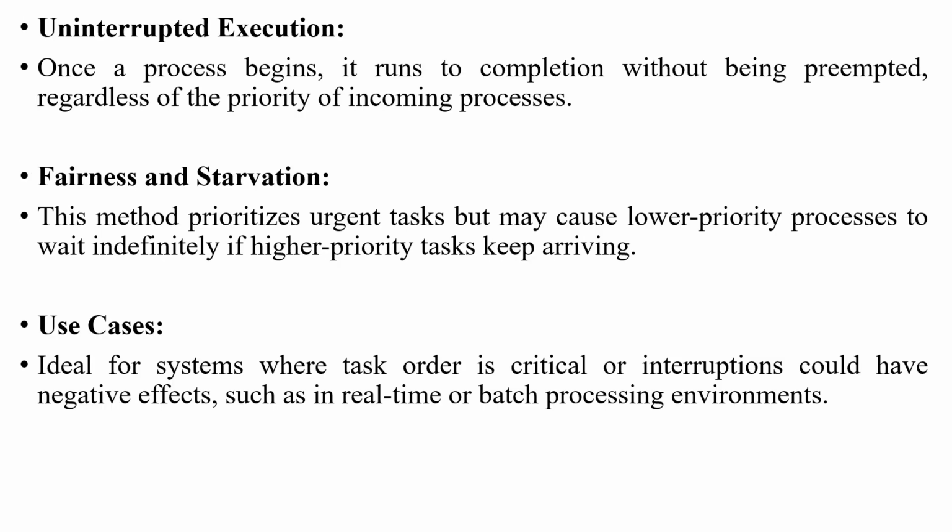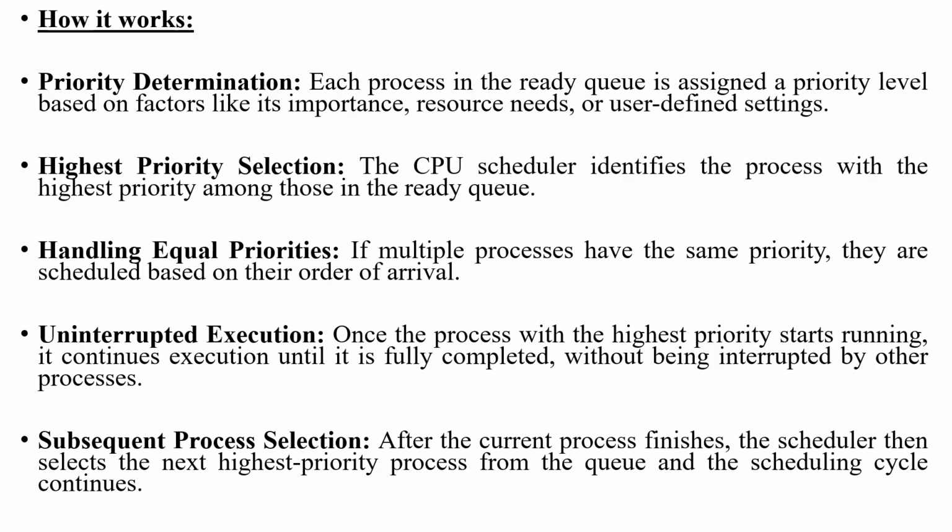For the uninterrupted execution, once a process begins, it runs to completion regardless of the priority of the incoming process. Fairness and starvation: this method prioritizes urgent tasks but may cause starvation of lower priority processes due to higher priority tasks continuously arriving. Use cases: ideal for systems where task order is critical or interruptions could have a negative effect, such as in real time or batch processing environments.